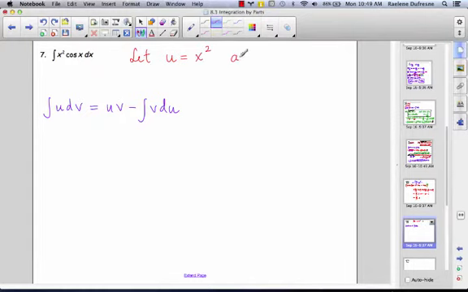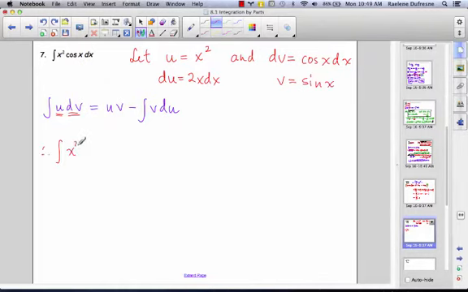So we let u equal x squared, and therefore we let dv, because we're using the terms from the left-hand side, dv to be cosine of x dx. And therefore du will be 2x dx, and v will be the antiderivative of cosine x, which is sine x. So therefore we have the integral of x squared cosine x dx will equal u times v, which is x squared times sine x, minus the integral of v times du. So 2x sine x dx.